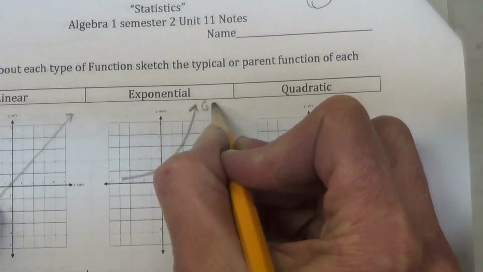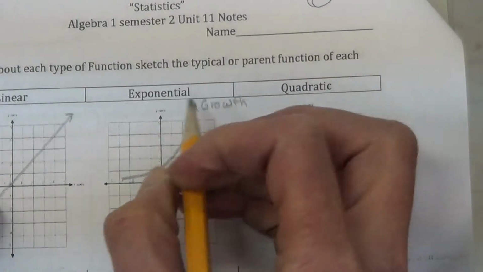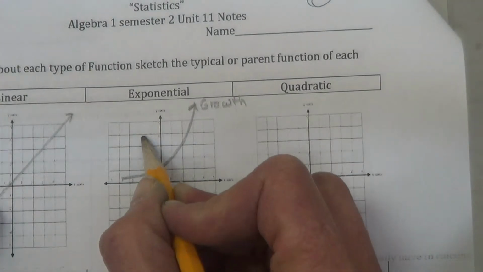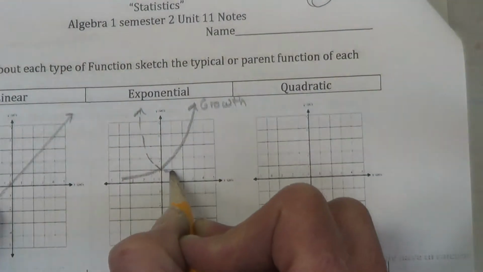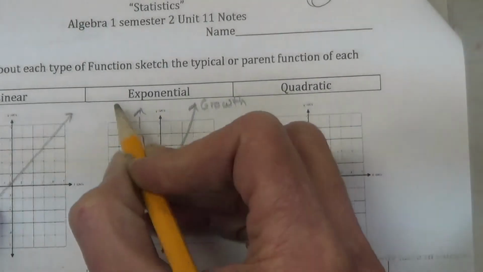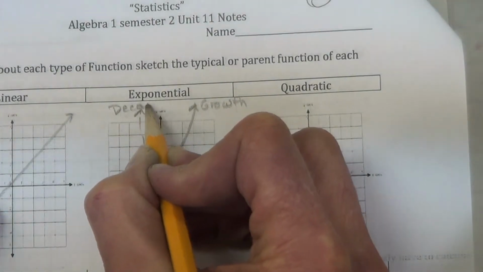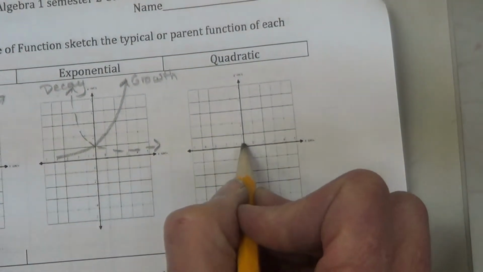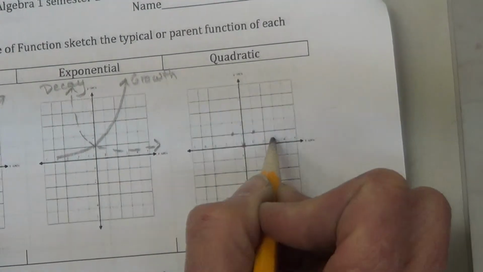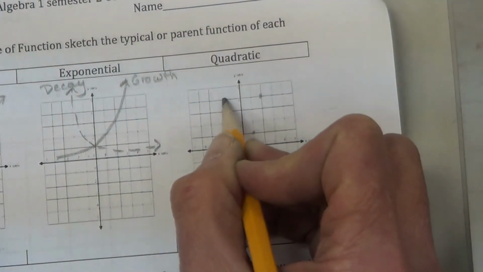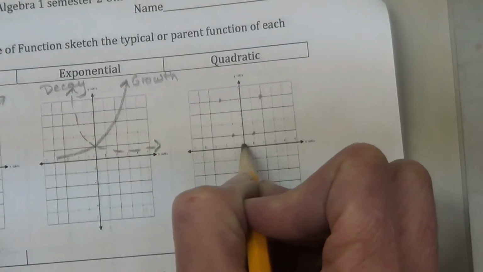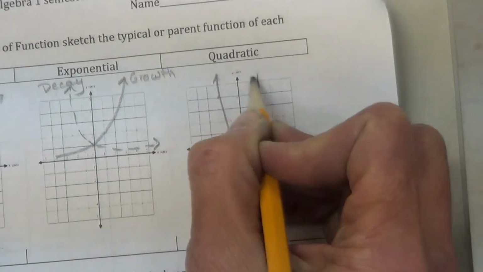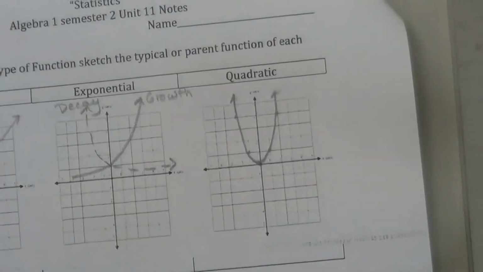That was growth. And decay, we'll make it a dotted line. It went this way, decay. So you can have either one, decay or growth. Quadratic, remember it's at 0, 0, comes up 1, 1, and it is a mirror image of itself across that y-axis. It looks like that, okay?